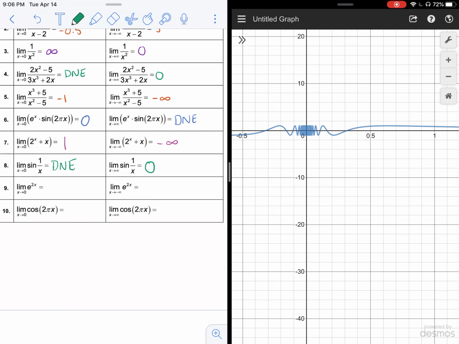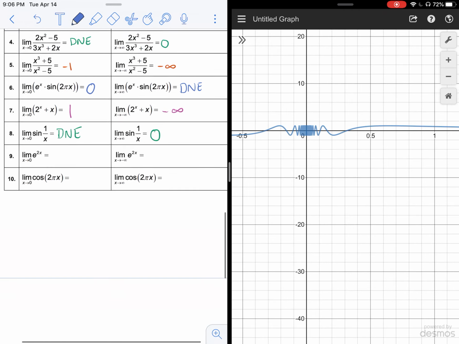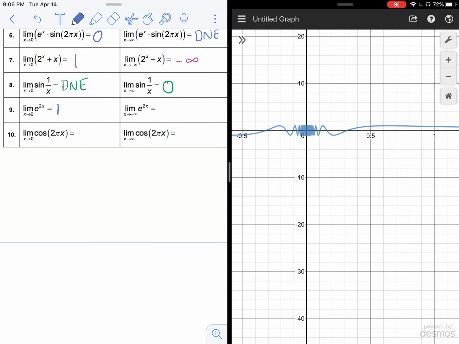Okay, we are going to skip e to the 2x. So if, again, you want to pause it, now would be a great time. For number 9, the answer is 1. And then as we go to negative infinity, it is going to 0. It's a horizontal asymptote. All right, and lastly, this is a good one.